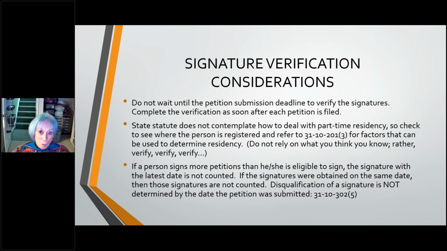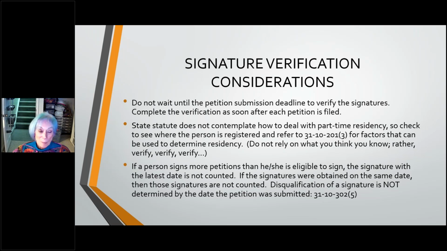The other thing that I want to mention is to talk about part-time residency, because this seems to come up a lot during these elections, where people have two residences. One is in your community, and one could be in another community in Colorado, or it could be another state.